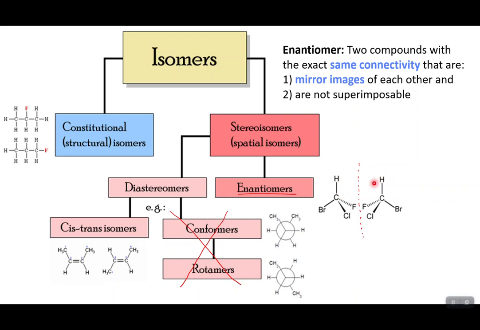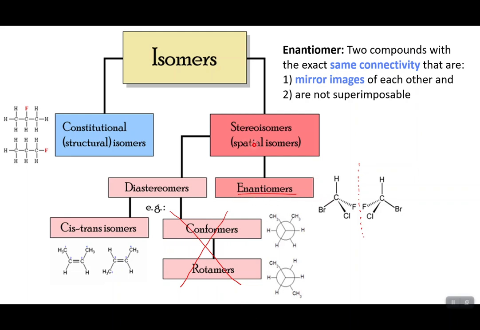So if you try to rotate these two molecules and try to superimpose them, you will see that they are not superimposable, meaning that the fluorine, the chlorine, and the bromine, they are all in different orientations relative to this hydrogen, for example. So if I were to rotate this, they would not all line up together. That's what we mean by it not being superimposable. Okay, so that's what an enantiomer is. It is a type of stereoisomer.